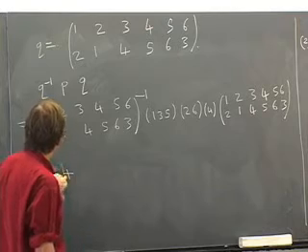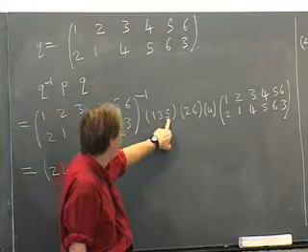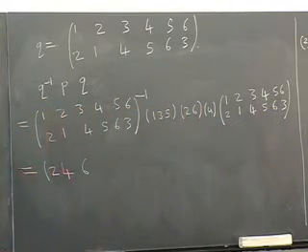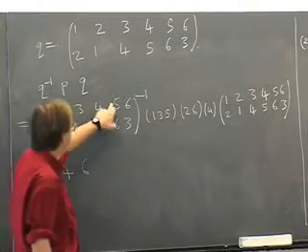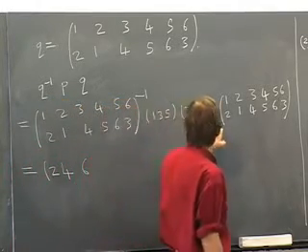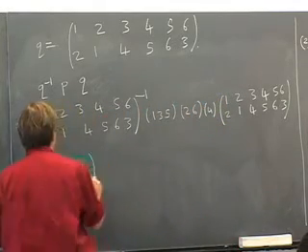Okay, 4. Where does 4 go to? Well, 4 came from 3, goes to 5, which goes to 6, and 6 came from 5, which goes to 1, goes to 1, which goes to 2. So it cycles back to 2.